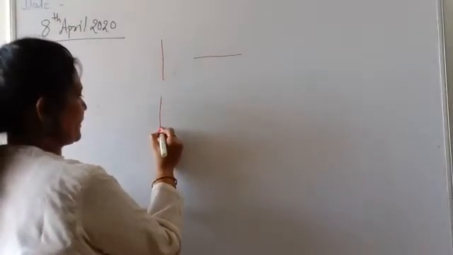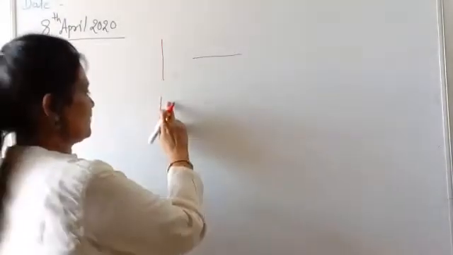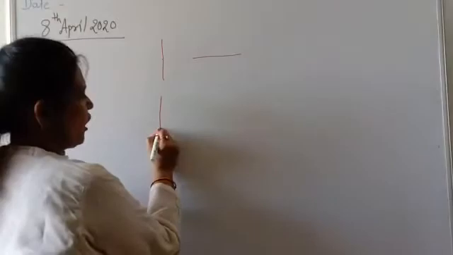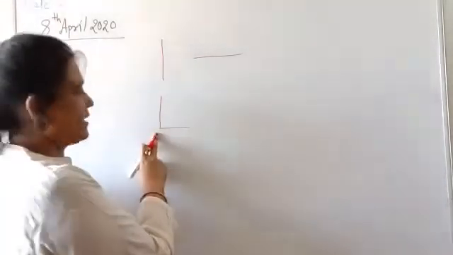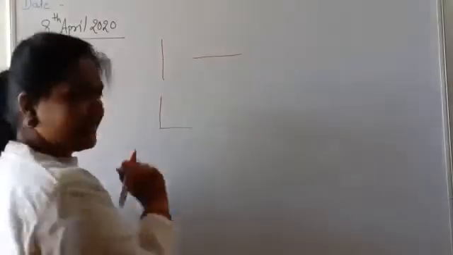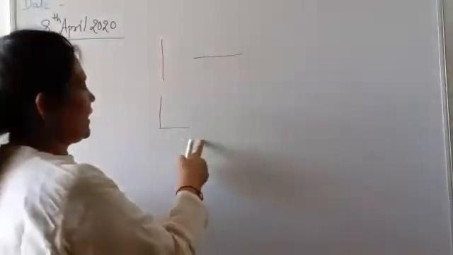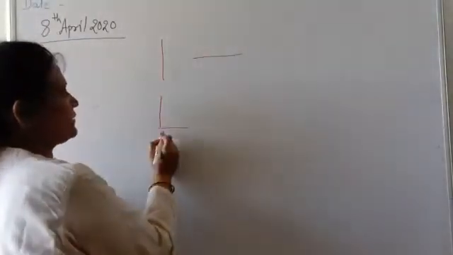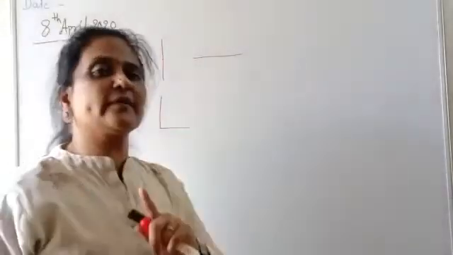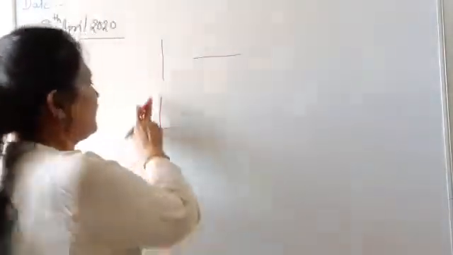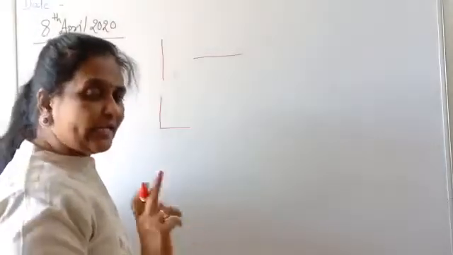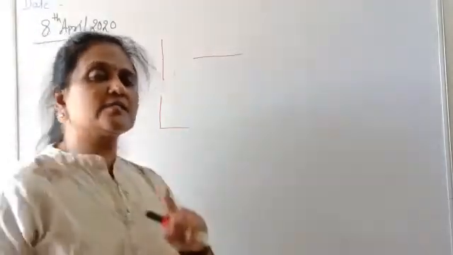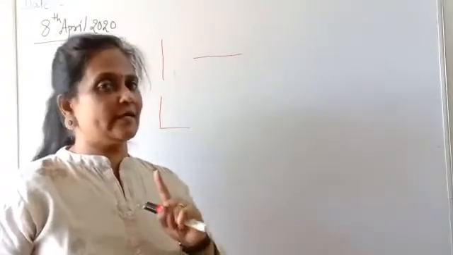I draw a standing line first. This is standing line. And I draw a sleeping line to this standing line. It becomes L. Standing line, sleeping line. L. L says L. Sound of L is L.